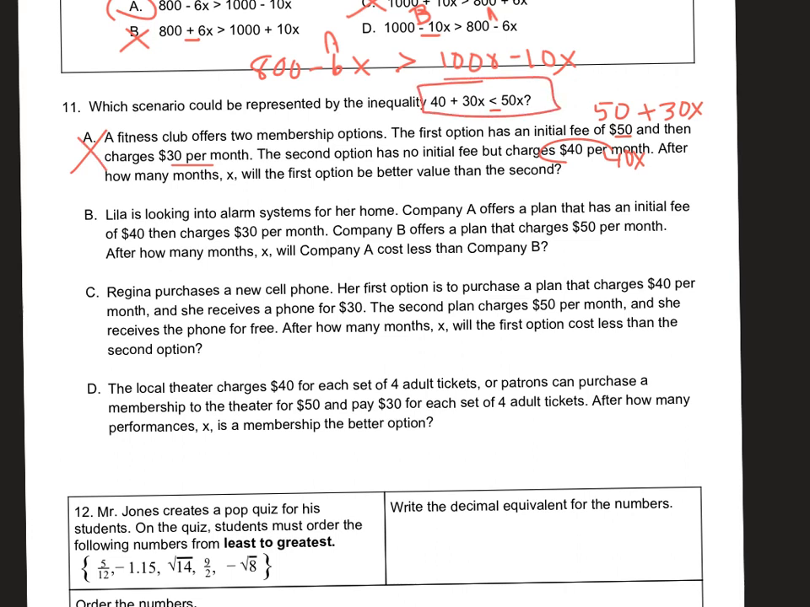Let's go to the next one. Lila's looking into alarm systems. Company A offers a plan that has an initial fee of 40, then charges 30 per month. Okay, 40 plus 30x. That's plan A. Company B offers a plan that charges $50 per month. After how many months will company A, which is the first one here, cost less than company B? So I'm going to look above and, yep, seems like I got lucky and found my inequality. Okay, go through each one and read it if you need to.